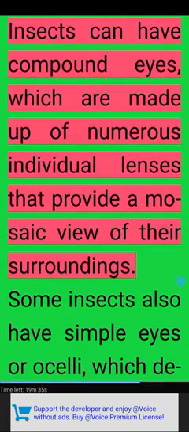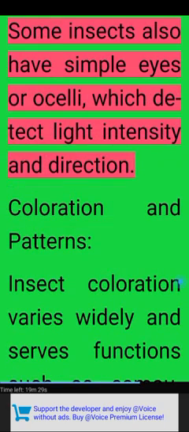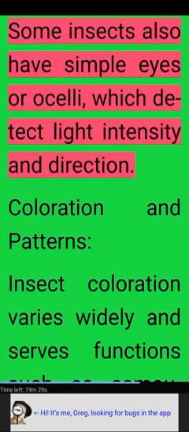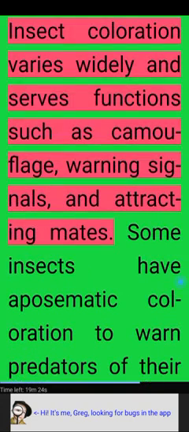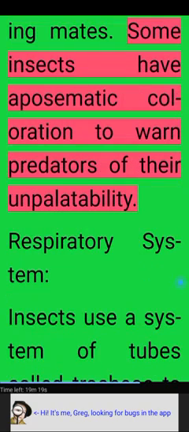Eyes. Insects can have compound eyes, which are made up of numerous individual lenses that provide a mosaic view of their surroundings. Some insects also have simple eyes, or ocelli, which detect light intensity and direction. Coloration and patterns. Insect coloration varies widely and serves functions such as camouflage, warning signals, and attracting mates. Some insects have aposematic coloration to warn predators of their unpalatability.